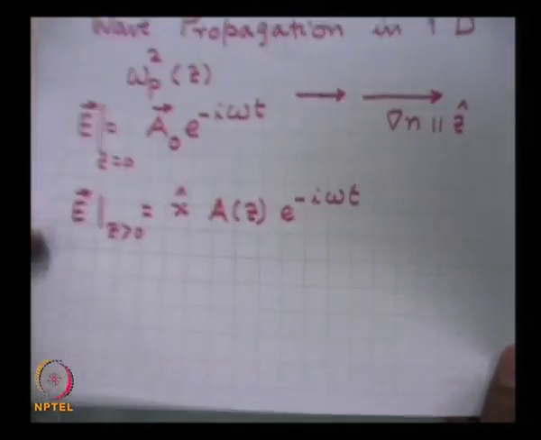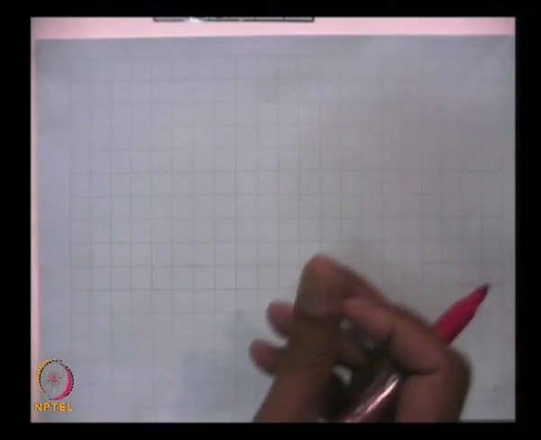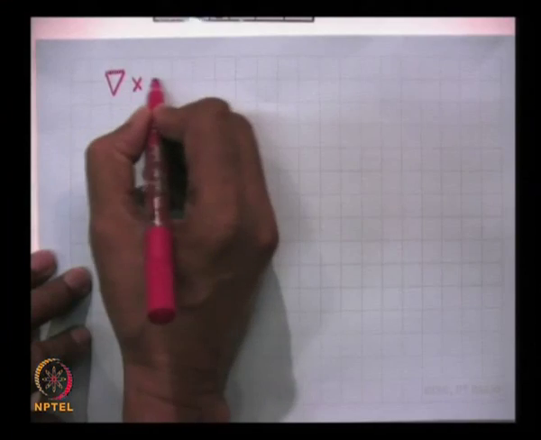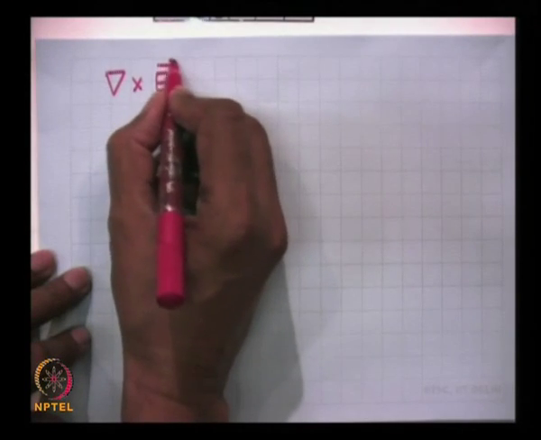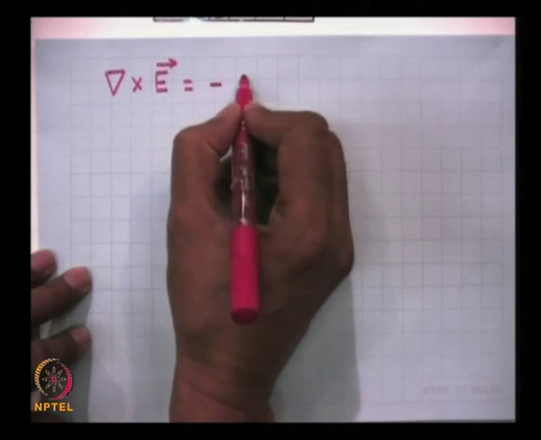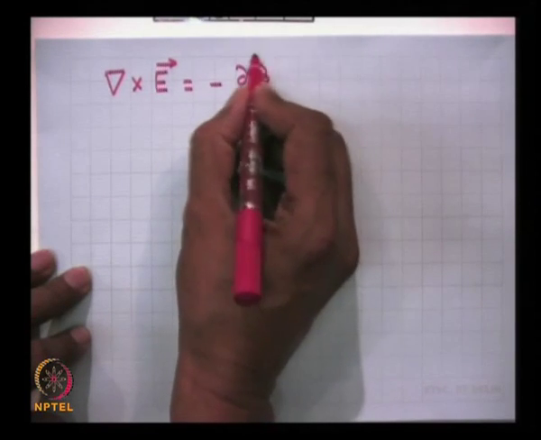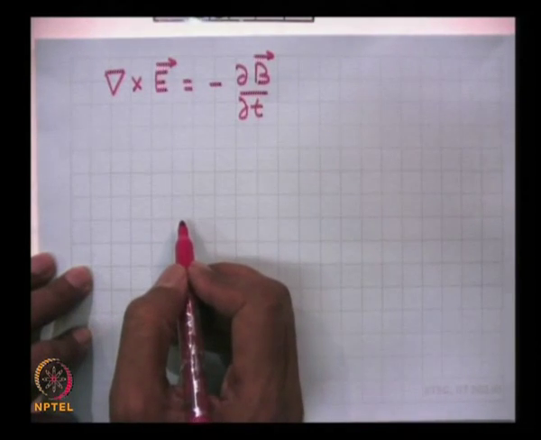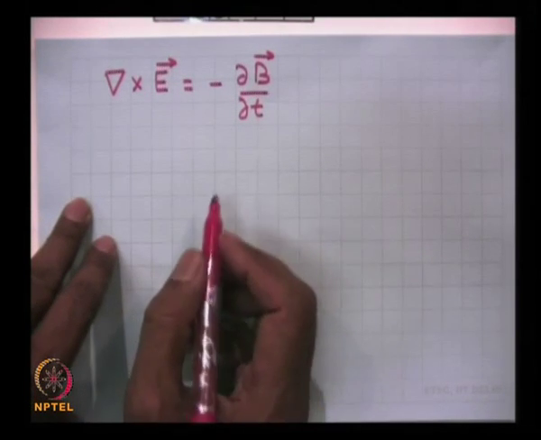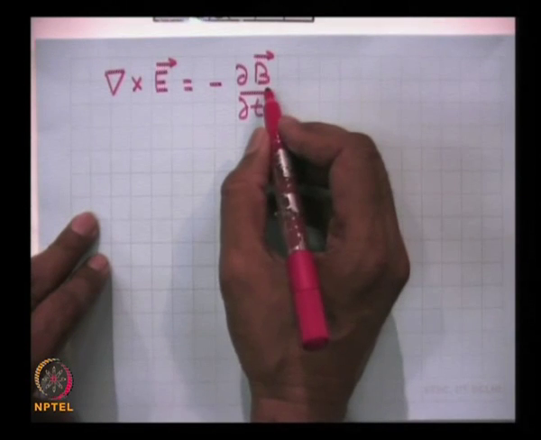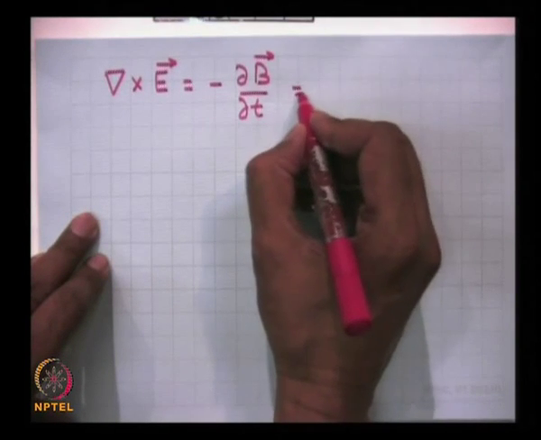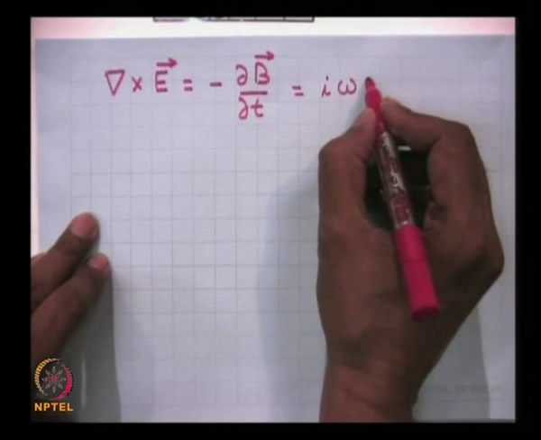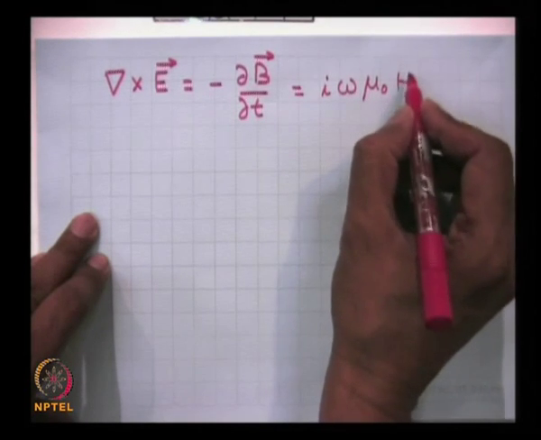The relevant Maxwell's equations are curl of E is equal to minus ∂B/∂t. This is the third Maxwell equation, because the time variation I have specified as exponential of minus iωt, ∂/∂t I replace by minus iω. So, it becomes iωμ0H.